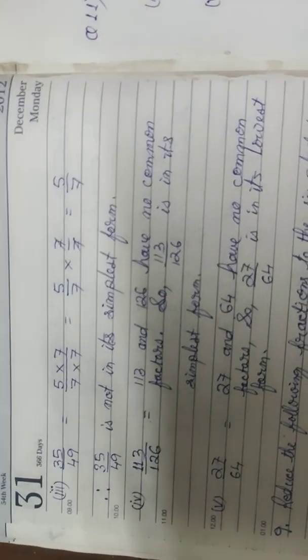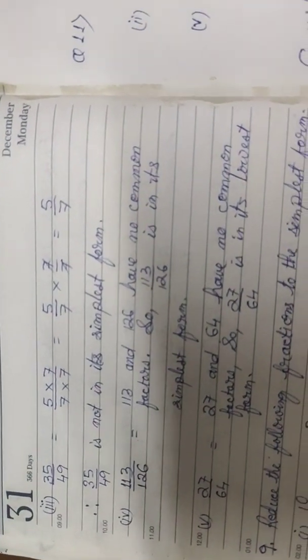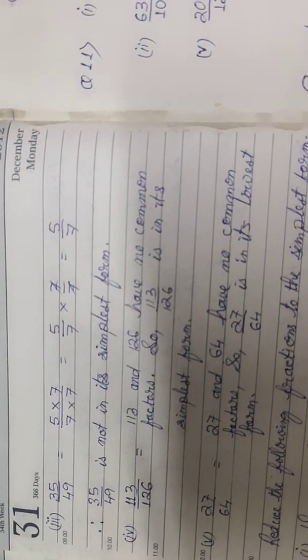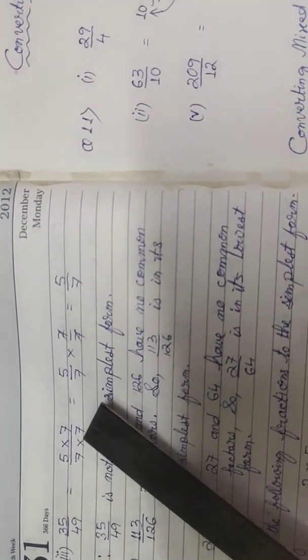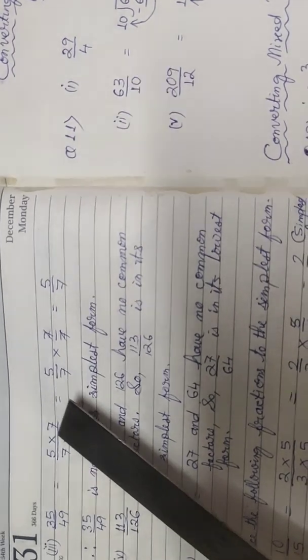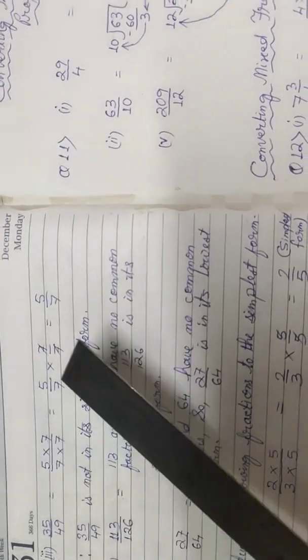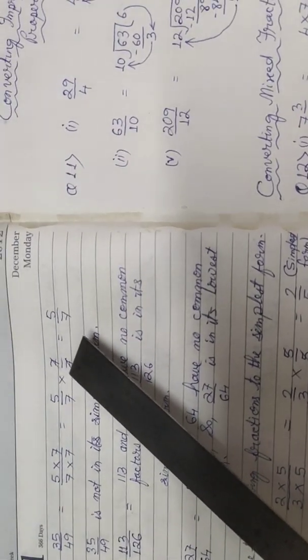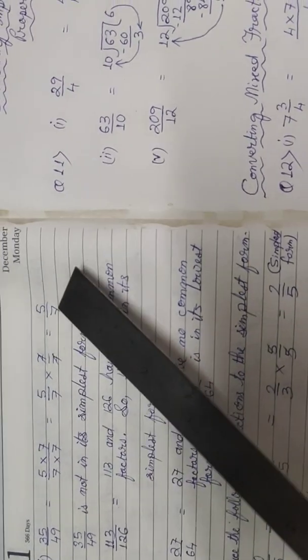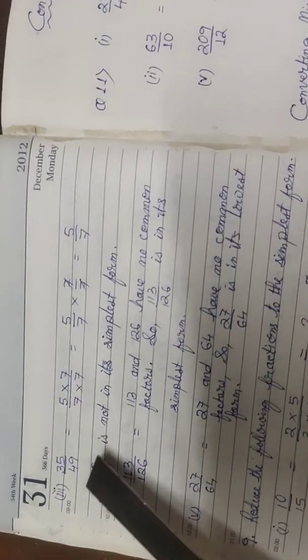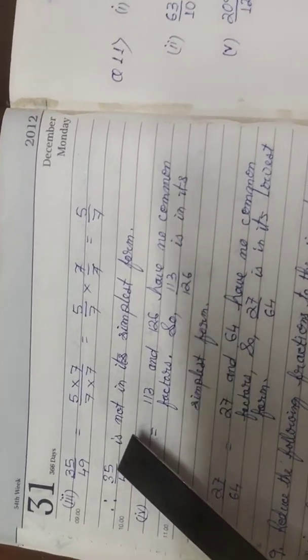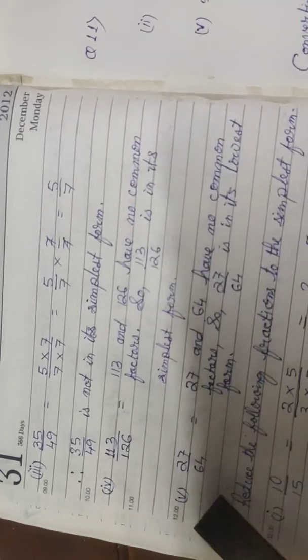Then part 3, you have 35 by 49. So 35 can be split up and written as 5 into 7. 49 can be split up and written as 7 into 7. So 7 is the common factor. If you cancel out 7, as I have done over here, then you have 5 by 7. So 5 by 7 is the reduced form, not 35 by 49. So even 35 by 49 is not in its simplest form.